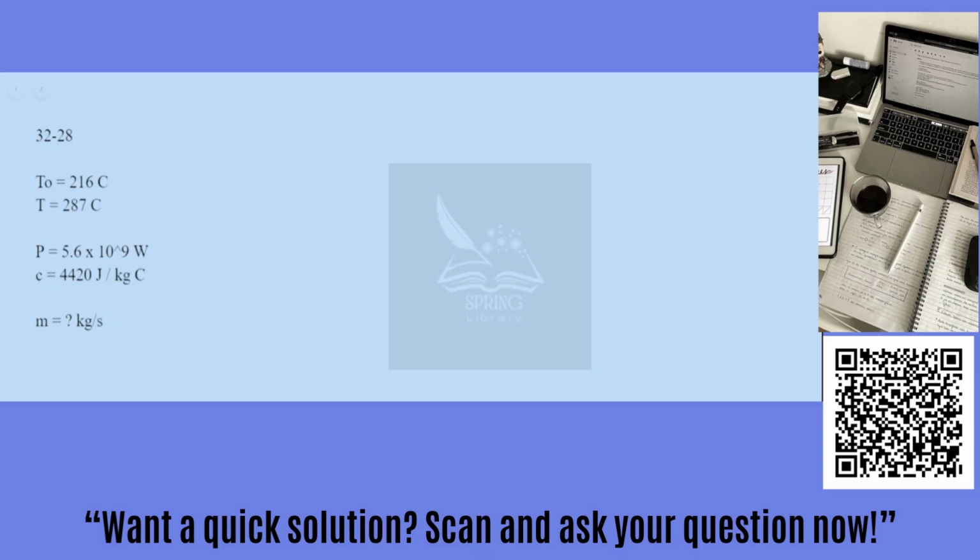So based on what we know, when we're dealing with the change in temperature, we use the expression of the energy equals mass times the specific heat of whatever object you're dealing with, heated water, multiplied by the change in temperature. Here we're looking for mass, so we can rearrange this equation: m equals Q over C delta T.